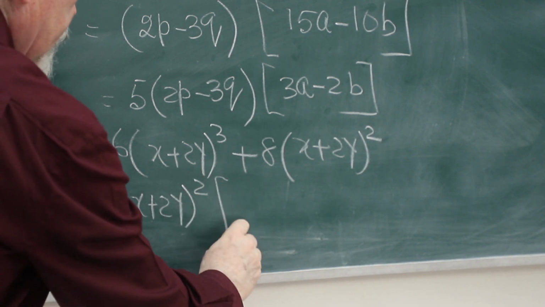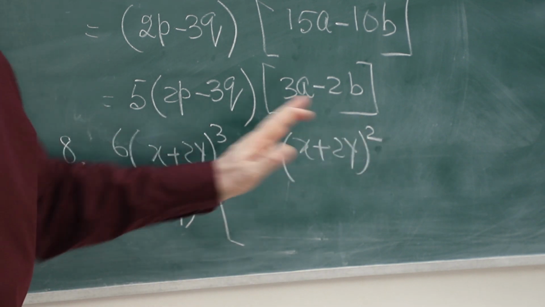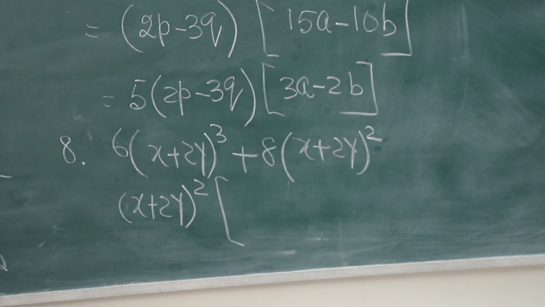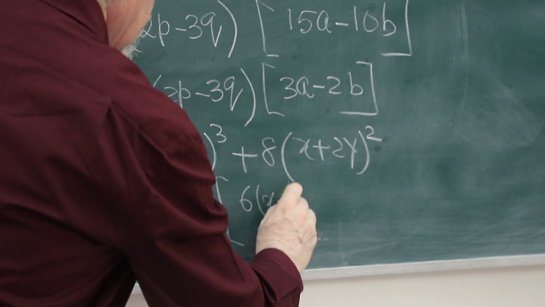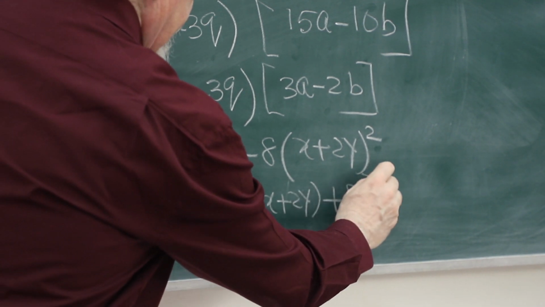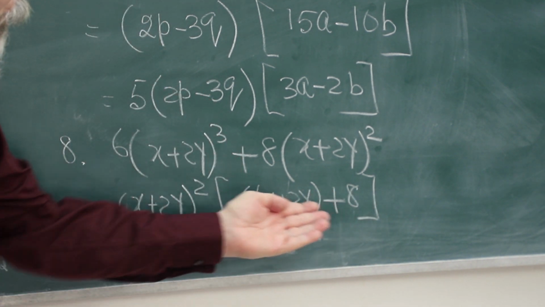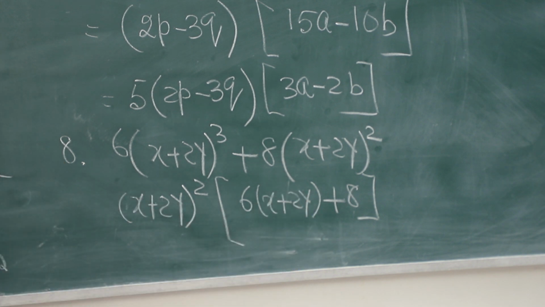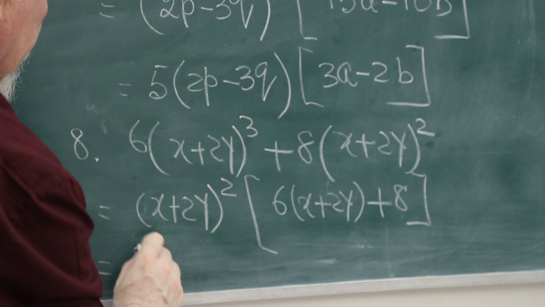I said lower power should be always taken common. Like it is power 3, it is power 2. We must always take the lower power. So what will be left here? 6 into x plus 2y will be left here, and plus 8 will be left here. Now, out of these two, out of 6 and 8, I can take out 2 common.